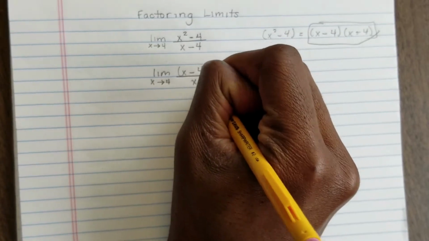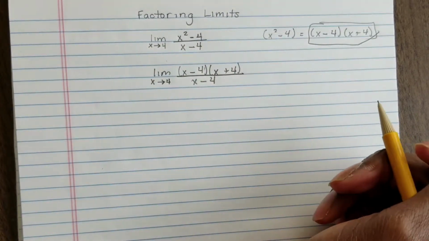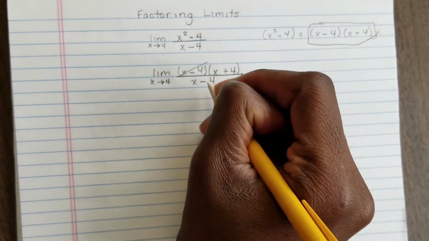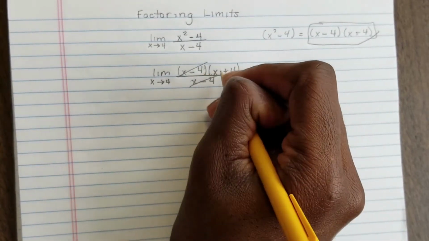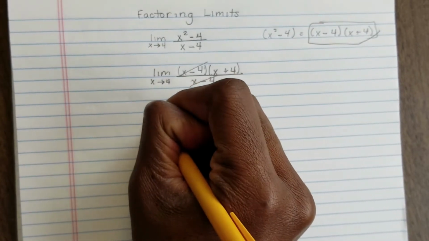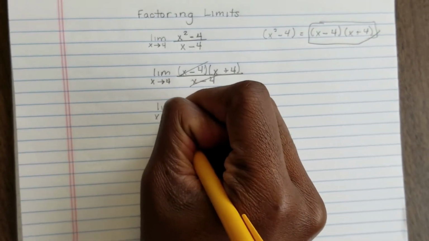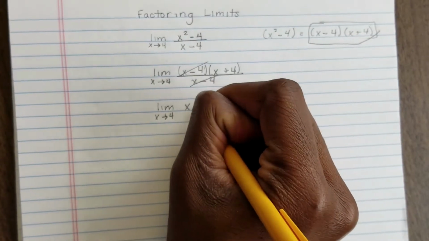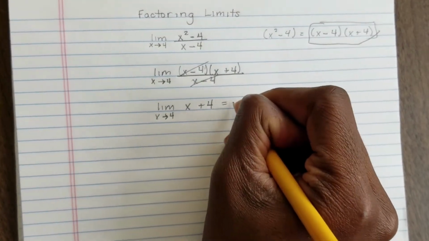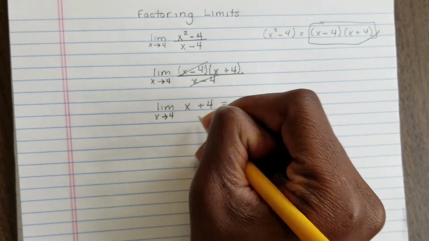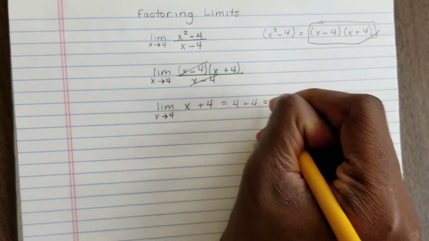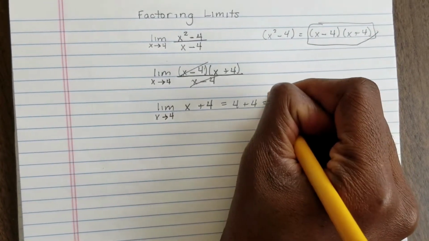over x minus 4. And as we can see, we have the expression x minus 4 over x minus 4. That cancels out. And then that leaves us with the limit as x approaches 4 of x plus 4. And if we now do a direct substitution of 4 for x, we'll get 4 plus 4, and then that will equal 8.